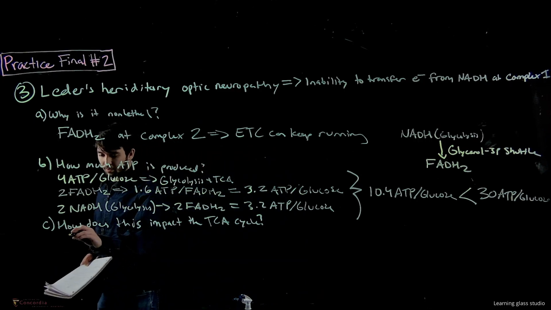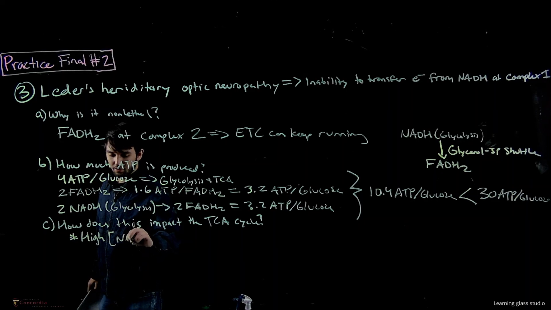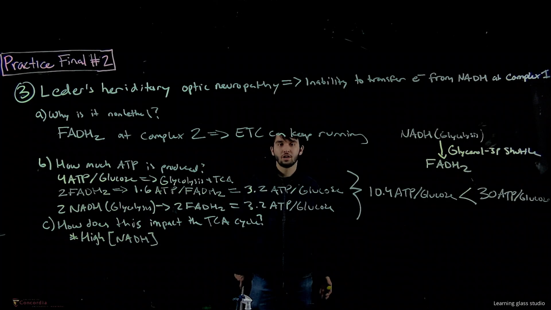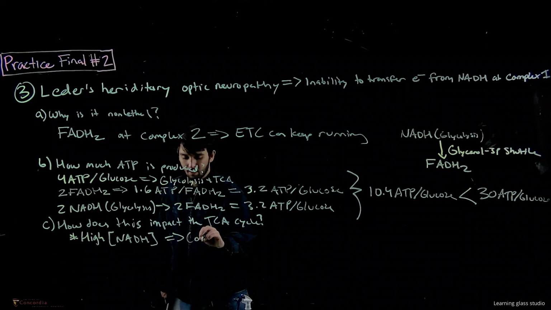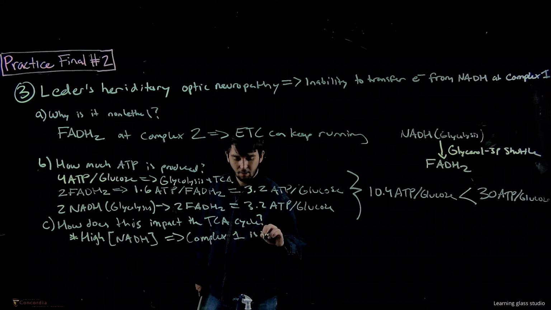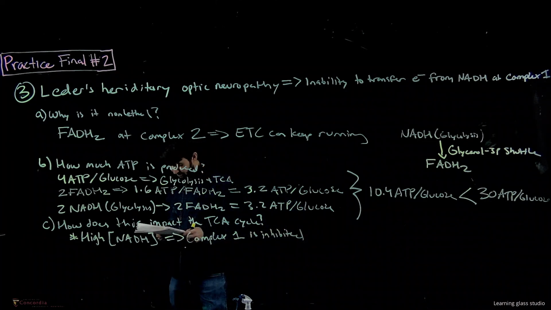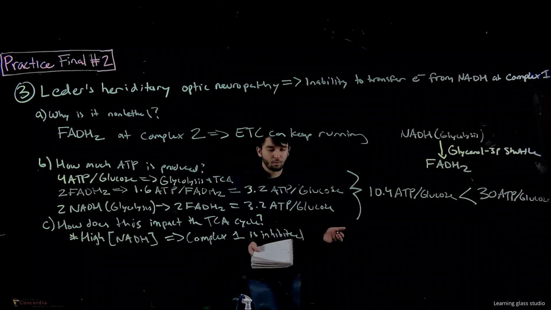The main thing here is that we now have high NADH concentration. Why? Because none of that NADH in the mitochondria generated from the citric acid cycle can be used up, because complex 1 is inhibited. So what is the impact of high NADH? This has to do with regulation.